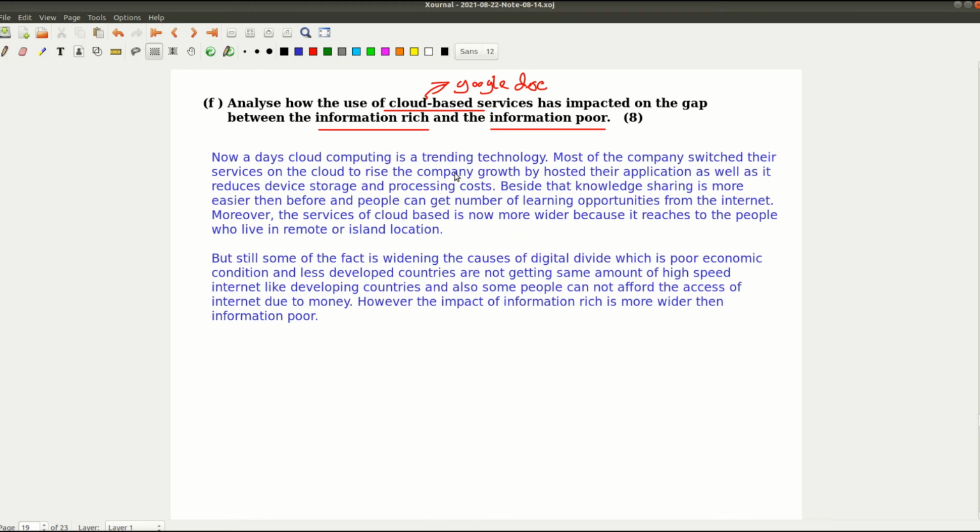Okay. Besides the advantages, when you are writing this type of question answer, always try to focus on both advantages and disadvantages. So besides the advantages, there are some disadvantages also, because some of the facts are widening the causes of digital divide. So what's the meaning of digital divide?